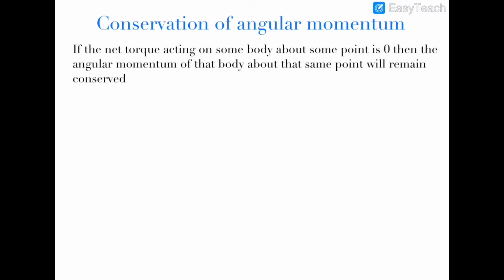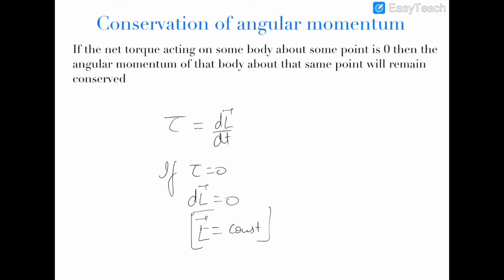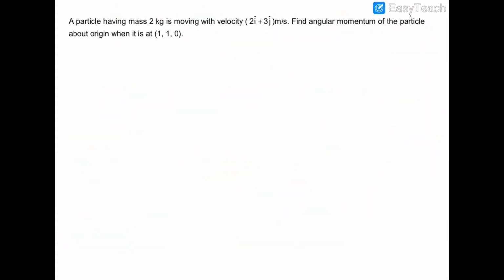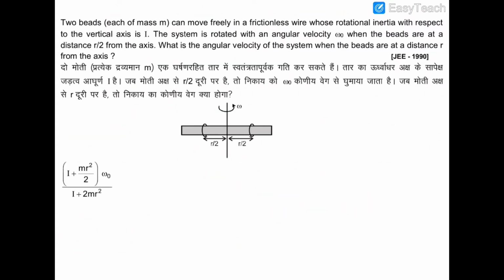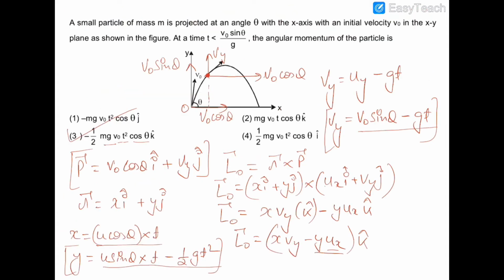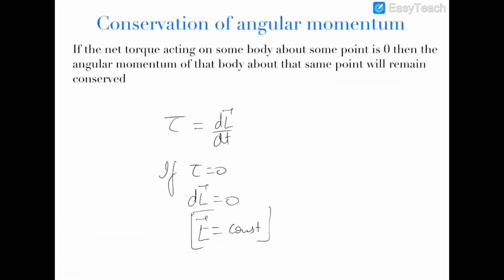We know that torque about any point is equal to dL by dt, the rate of change of angular momentum. So if torque is zero about that point, then dL will be zero and therefore L will remain constant. Now, to understand this concept with better clarity, let us solve some questions which are based on the law of conservation of angular momentum.